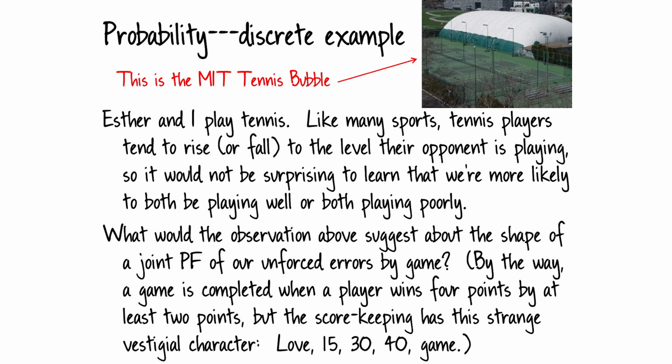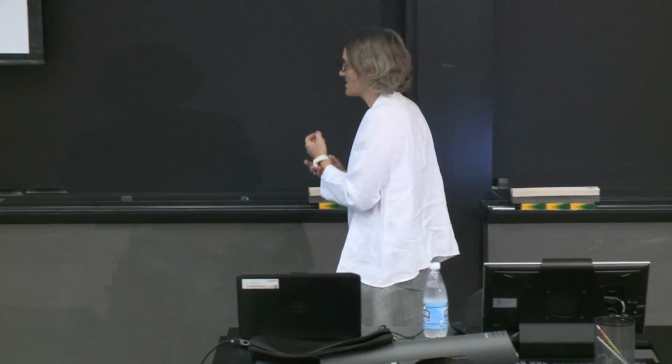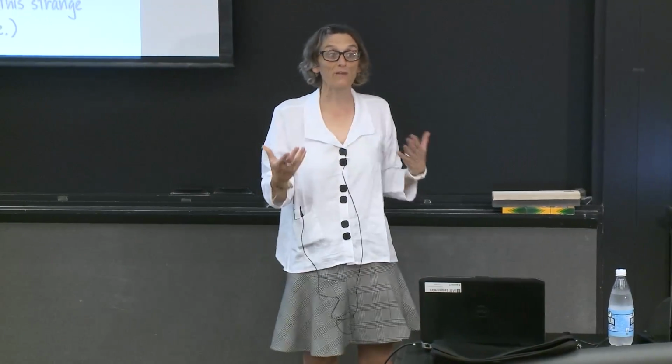Okay, so for those of you who don't play tennis, just a tiny bit of background. A game is completed when a player wins 4 points by at least 2 points. And this scorekeeping has a funny historical character where we don't just count 0, 1, 2, 3. But an unforced error is basically when Esther hits me the ball and it's a shot that I can get back, but I hit it into the net instead. Okay, so that's an unforced error. So obviously, if we're both playing well, we would have relatively few unforced errors. If we're both playing poorly, we'd have more unforced errors.